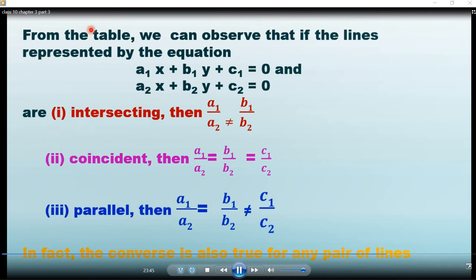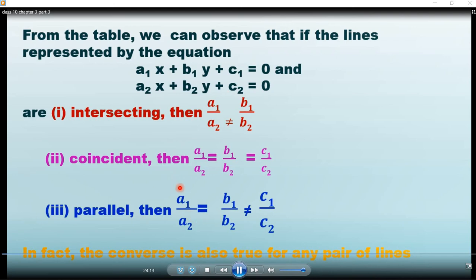Again, I have summed up the same thing, intersecting lines, because now we are going to take sums and we are going to write these particular steps. A1 upon A2, if it's not equal to B1 upon B2, we'll write they are intersecting lines. If this condition is there, then we write coincident lines. And if this step is there, then we write parallel lines. So understand these are the steps which we are going to do.